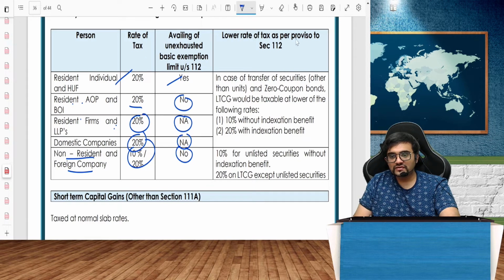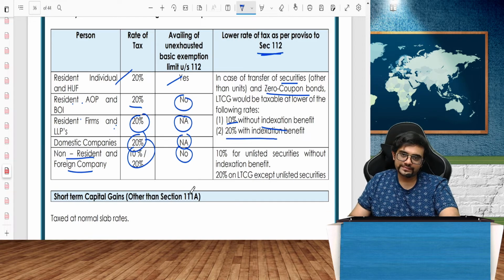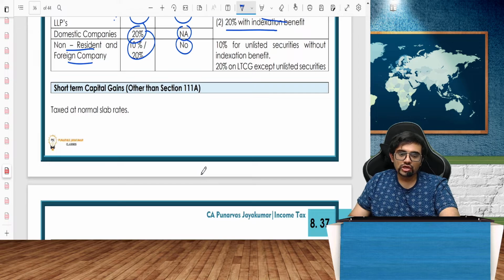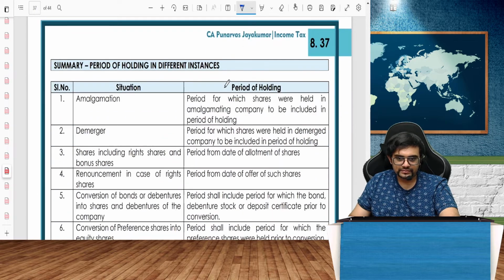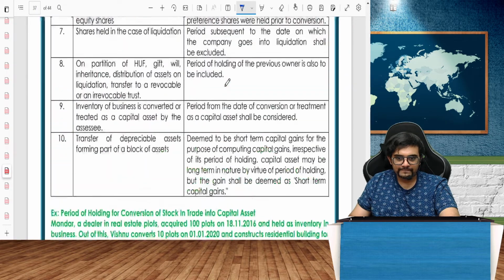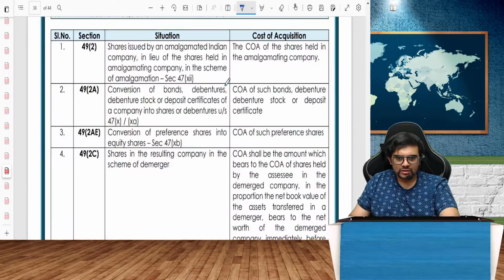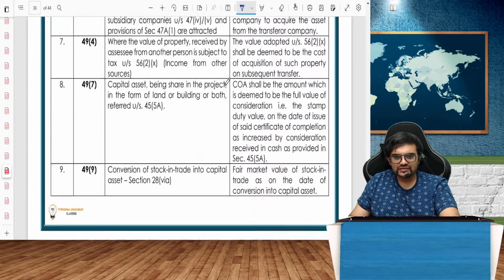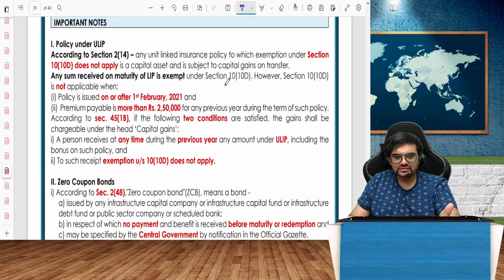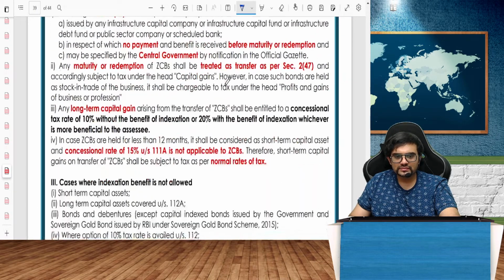So in case of transfer of security under 112, other than units and ZCB, LTCG would be 10% without indexation benefit or 20% with indexation benefit. Short-term capital gains other than 111A will be charged at normal rates. So all that we have seen, cost of acquisition, different scenarios, everything we have seen. Some other important points, let's see.